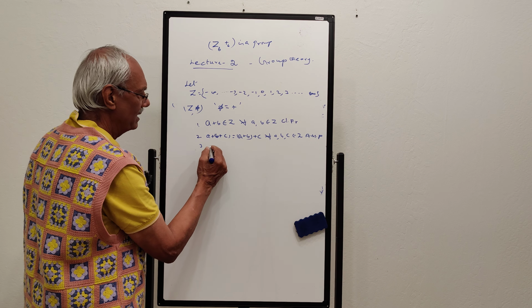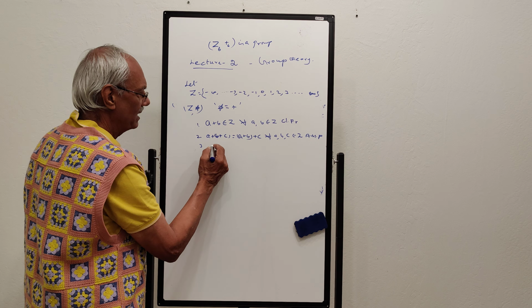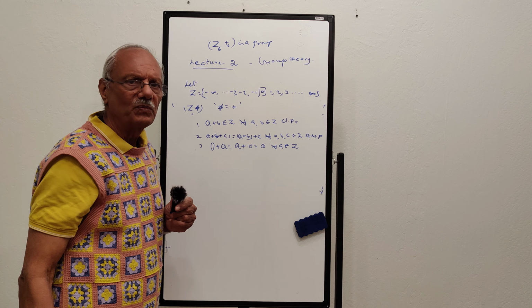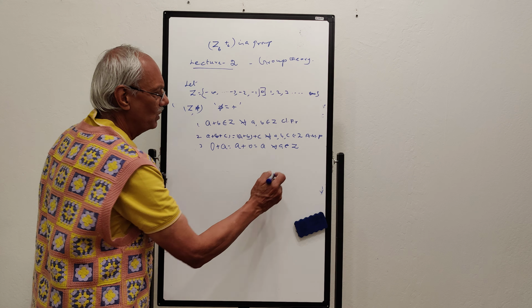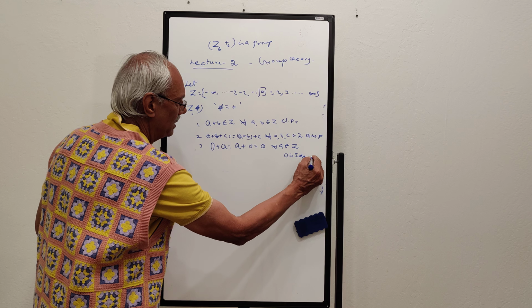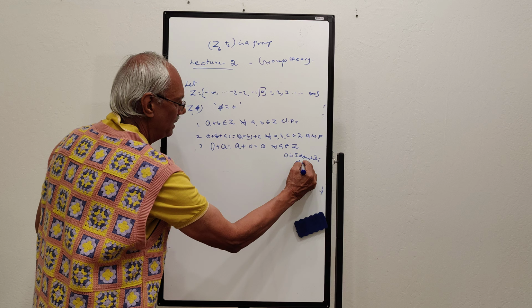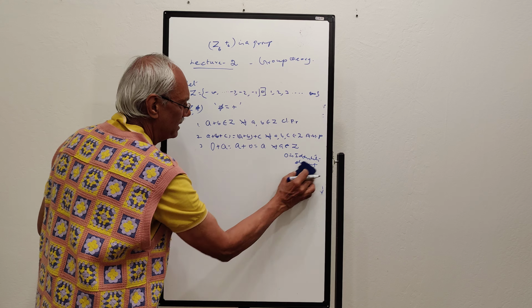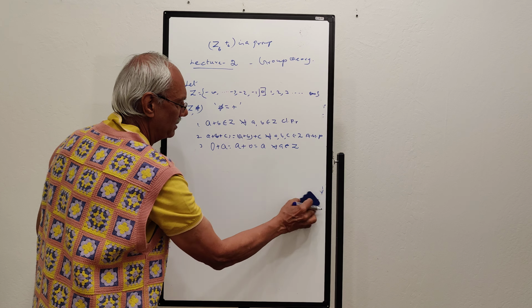Then you see that the element 0 is there. So 0 is the identity element. 0 plus a is equal to a plus 0, which is equal to a, for all a belonging to Z. Any element you take, when it is added with 0, it is itself. Therefore, 0 is the identity element. This is the identity element.